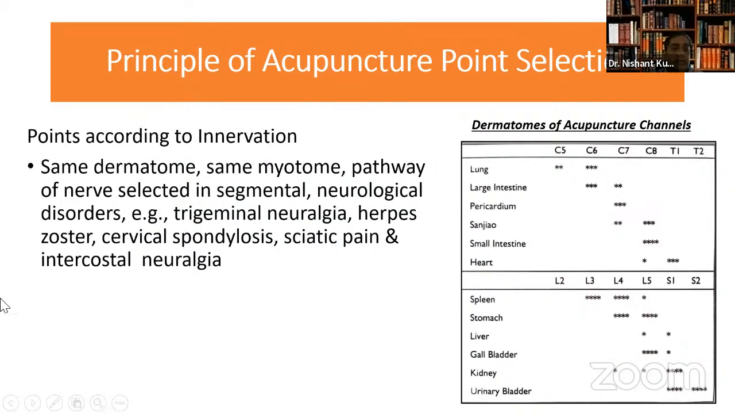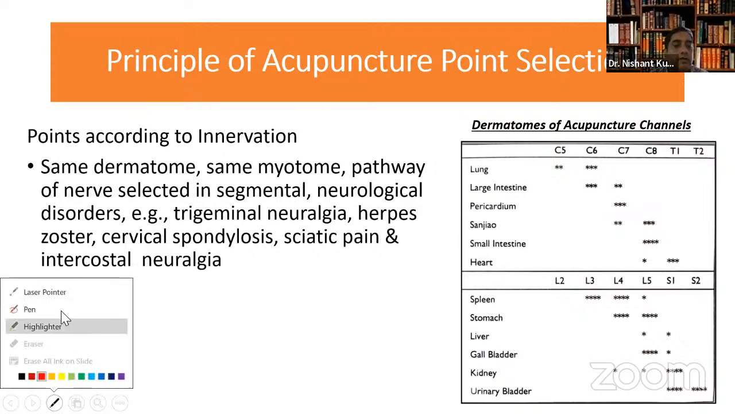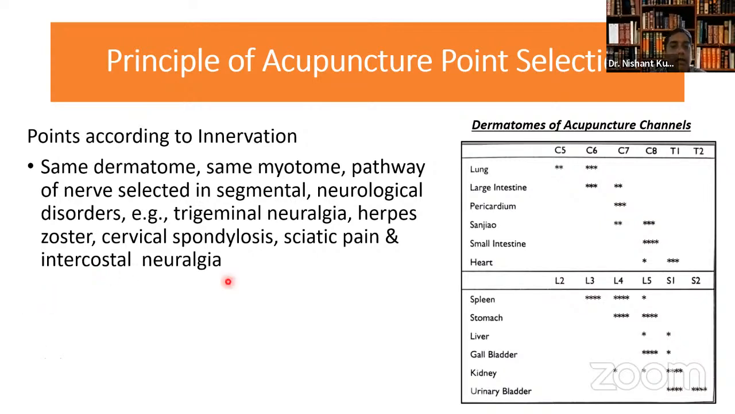So this slide somehow got hidden because of some technical error. So regarding that neurological, dermatome, where the organ originates from, so points according to the innervation. So the lung channels, if you stimulate, it may help in C5 neuralgia, C5 disc prolapse. Then that radicular pain is along the lung channel.